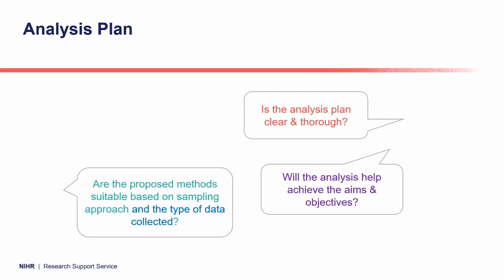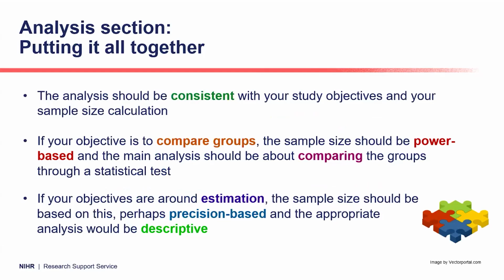So let's talk about the analysis plan now. Statisticians can write this section for your grant application too. However, you'll need to think together as a team whether the proposed analysis plan is clear and suitable for your data and research question, because this is what the panel will be looking for. The first thing the panel will be looking for in your analysis plan is that it's consistent with your study objectives and your sample size calculation.